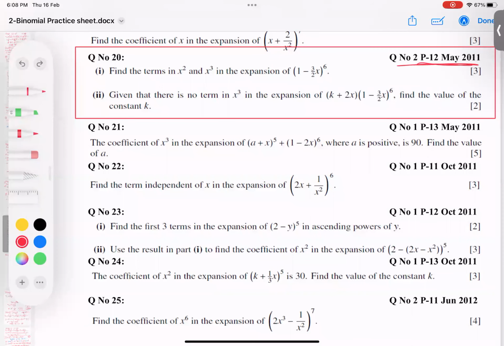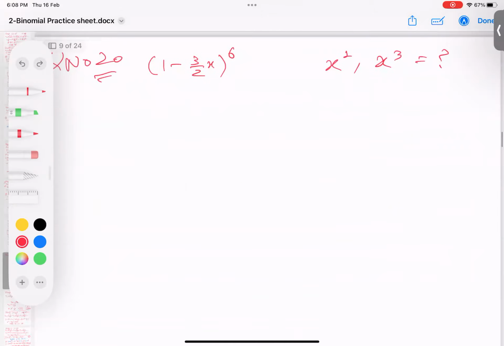Rahim, June 11, 12 variant question number 2. I'm going to start now. The first part is saying find the terms in x square and x cube involved in this expansion. So let's start. X square, x cube expansion.